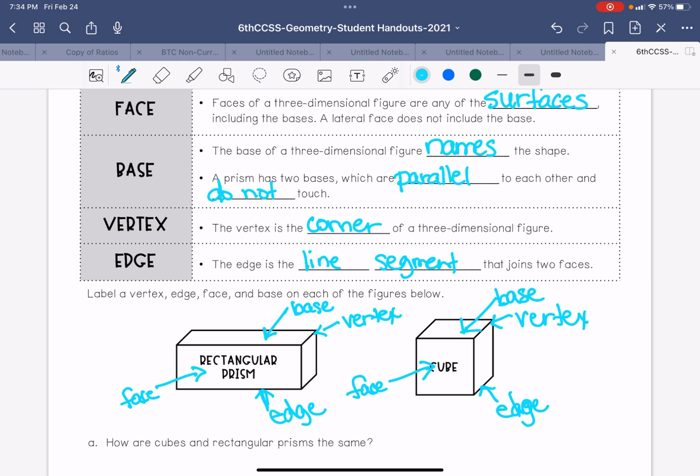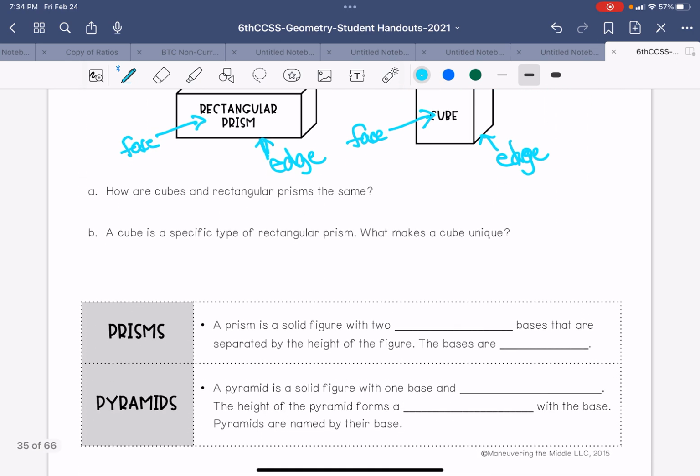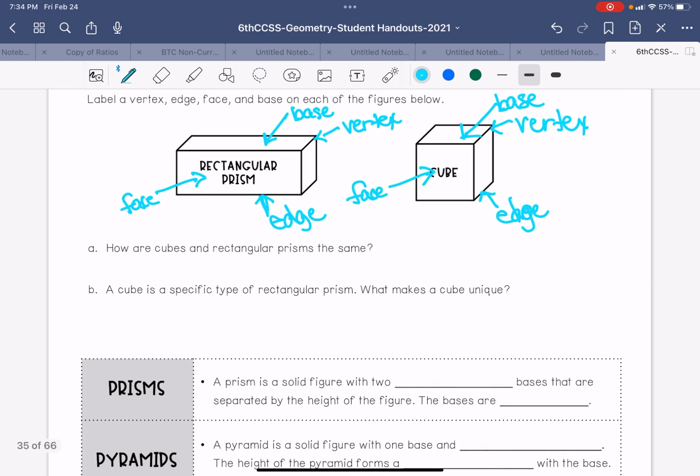How are the cubes and the rectangle prisms the same? Pause the video and write down some things that you notice that are the same. B says a cube is a specific type of rectangular prism. What makes a cube unique? Pause the video and write what you think makes a cube unique.